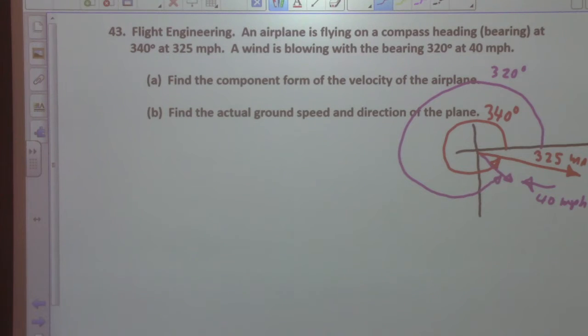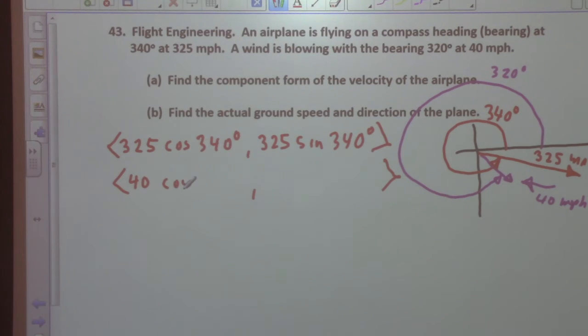All right, so essentially we have two vectors out of this. We have 325 cosine of 340 degrees, and we have comma, 325 sine 340 degrees. Okay, and for this other vector, which represents the wind in a certain direction, we have 40 cosine of 320 degrees. And over here we have 40 sine 340 degrees.